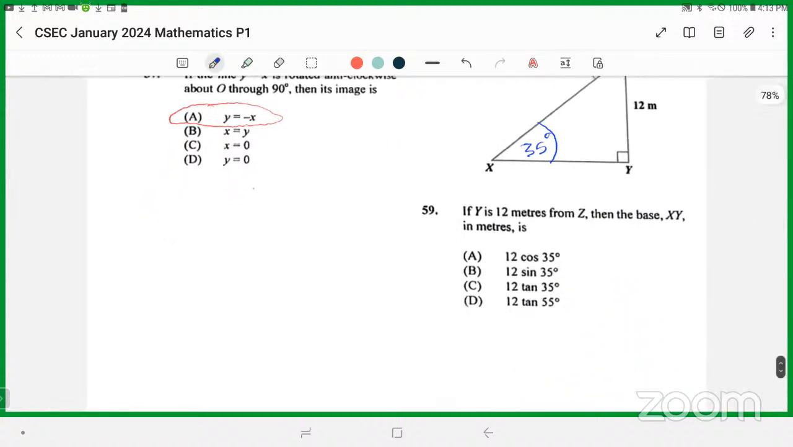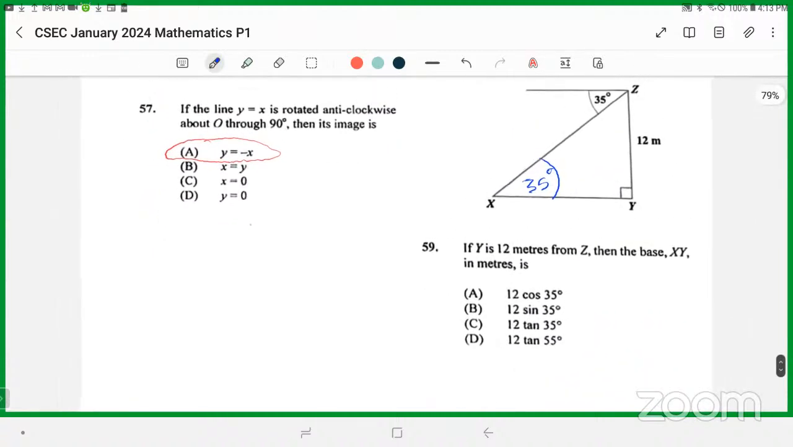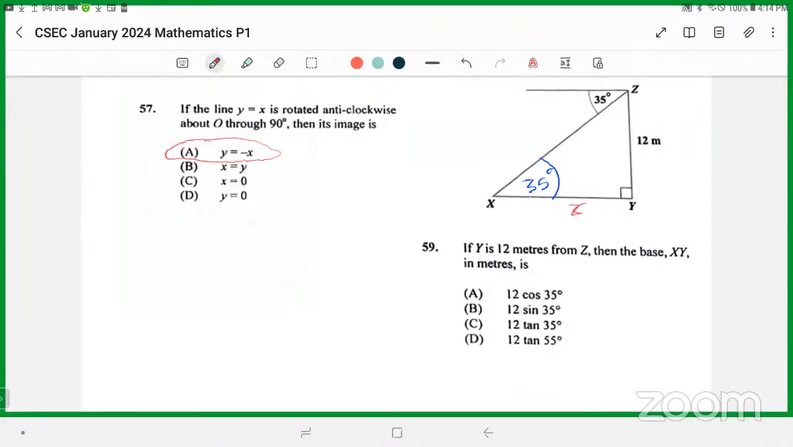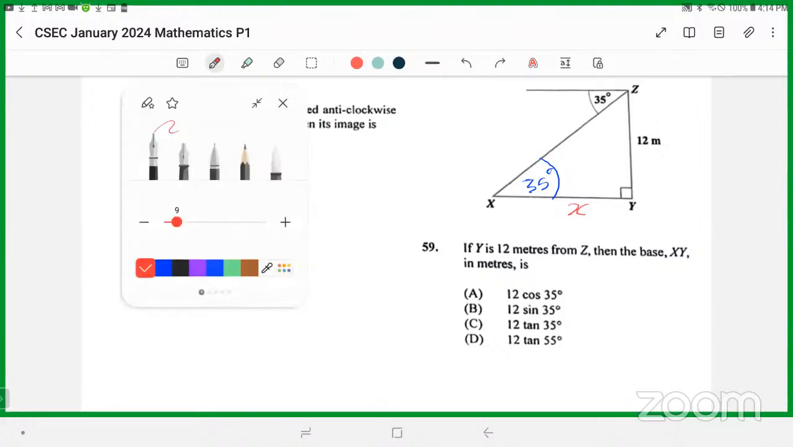So the question says, if y is 12 meters, that's right here, from z, over there is 12, then the base xy, that's right here, in meters is which one of these? So we're trying to find this side. Let's just call it x, trying to find x. So we're going to use the 35, then this is the opposite and this is adjacent. So we can set up the equation. So this is the calculation for this one over here.